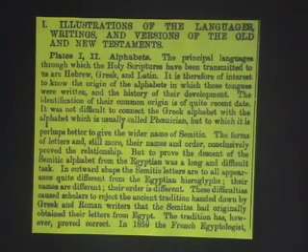Now, it deals with the languages of the Old Testament: illustrations of the languages, writings, and versions of the Old and New Testament. This is what it says. The principal languages through which the Holy Scriptures have been transmitted to us are Hebrew, Greek, and Latin. It is therefore of interest to know the origins of the alphabets in which those tongues were written and the history of their development. The identification of their common origin is of quite recent date.